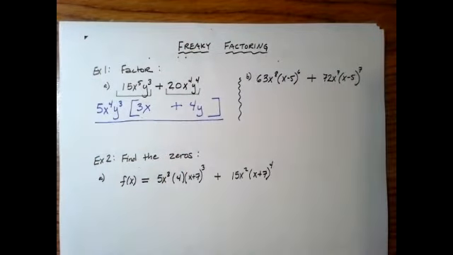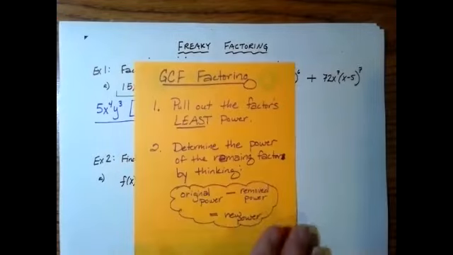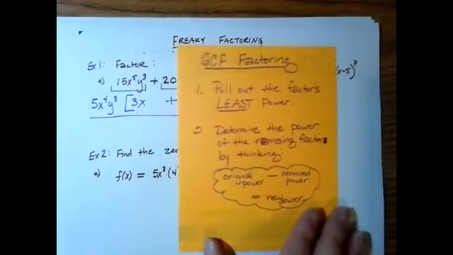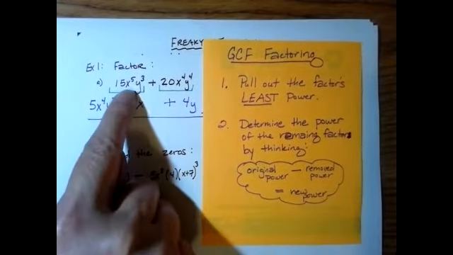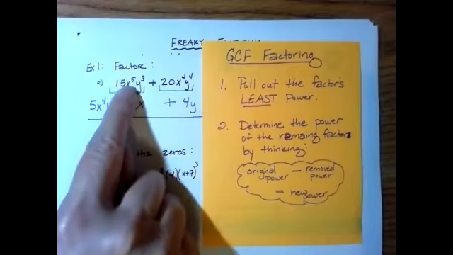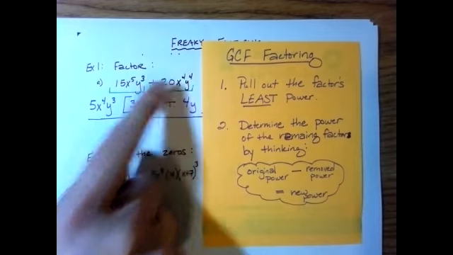Now, that was pretty simple, and I'm pretty sure you could have done that without my help. But I use that example to show you just the steps. Let's review the steps of GCF factoring. When we decide what we're going to pull out for the GCF, it really is the least power. Look at the x's, for example. X to the 5th, x to the 4th. We pulled out the smaller of the two, the 4.